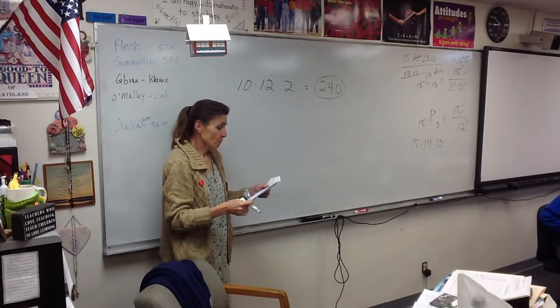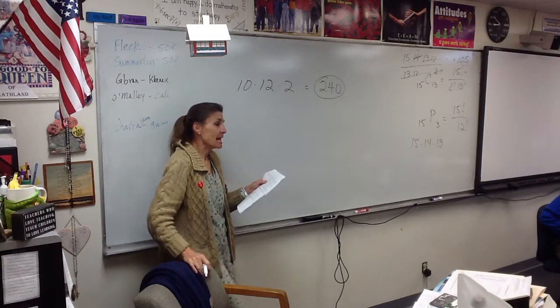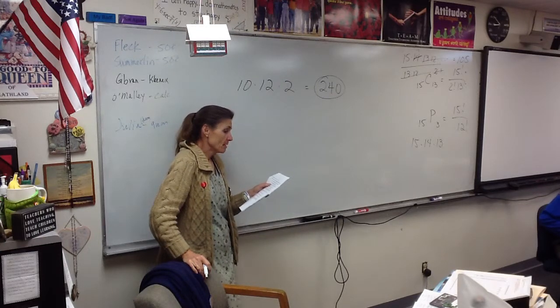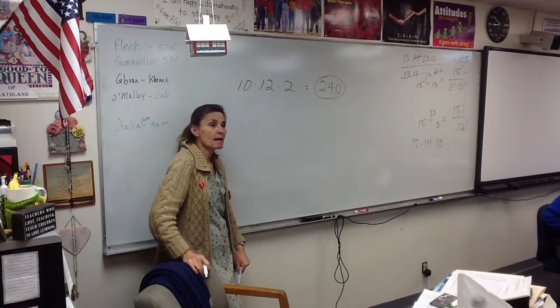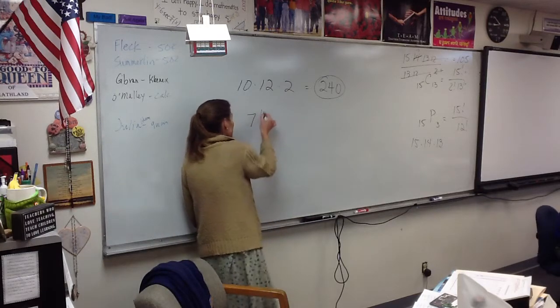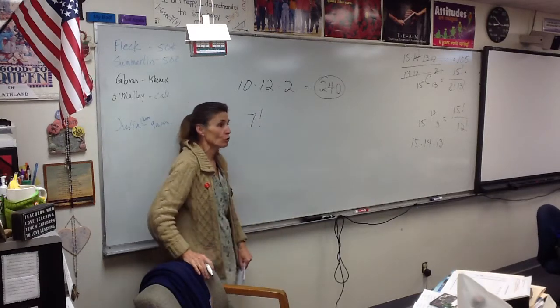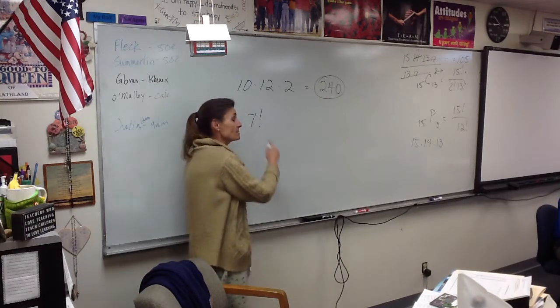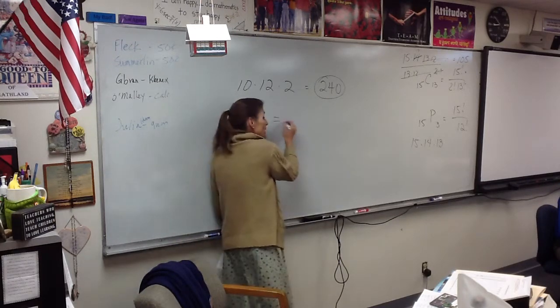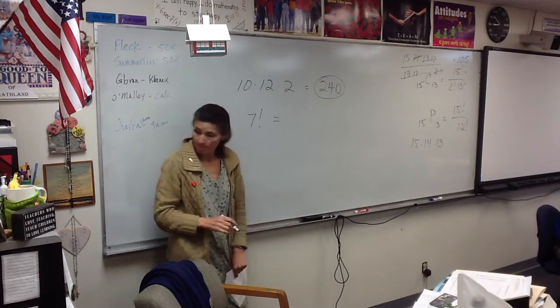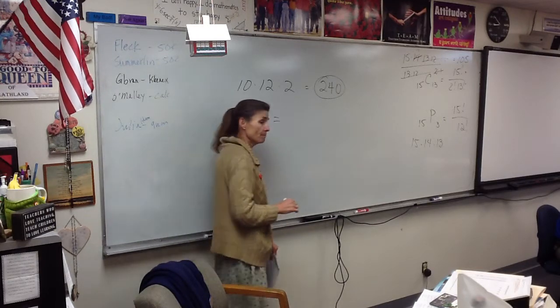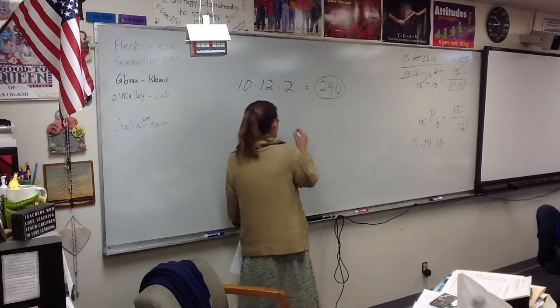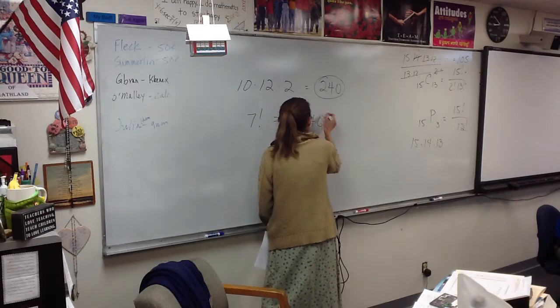All right, number 2. How many ways can 8 people be seated around a bonfire? 7 factorial. Because what's the rule for circles? They're 1 less. So we write down 7 factorial. Then we get out our trusty calculator and we type in 7 factorial, and it says 5,040.